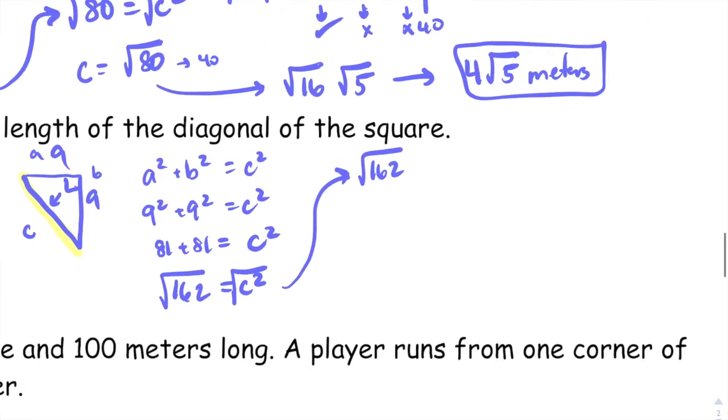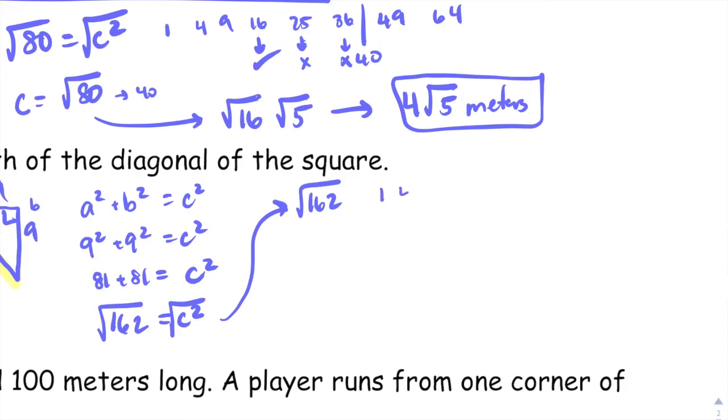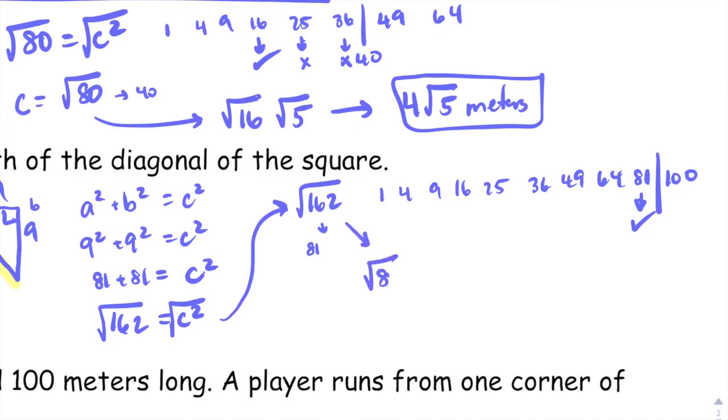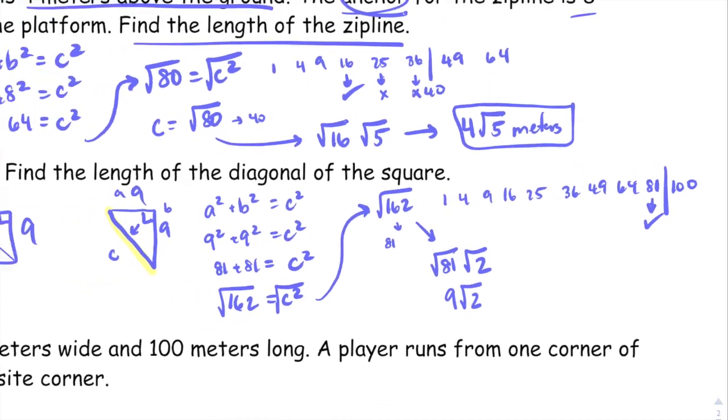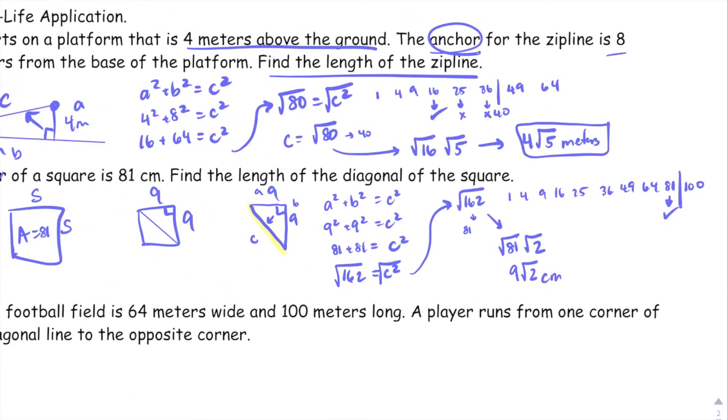Well, do the perfect square. Cut it in half. 1, 4, 9, 16, 25, 36, 49, 64, 81, 100. So half of 162 is 81. Boom. Let's start with 81. Yeah, 81 times 2 is 162. So we got it on our first try. So this can be split up into square root of 81, square root of 2. Square root of 81 is 9, so 9 root 2. So the diagonal of this square is going to be 9 root 2 centimeters long.